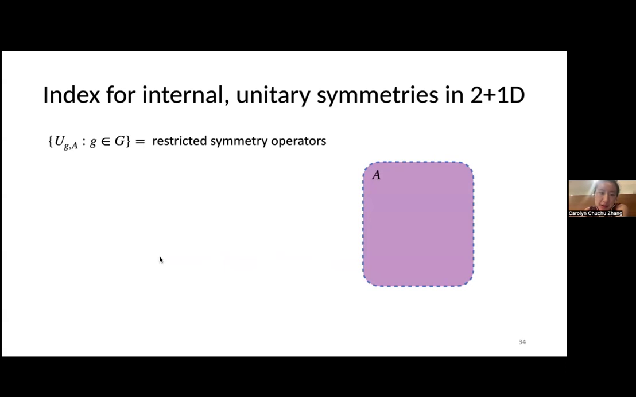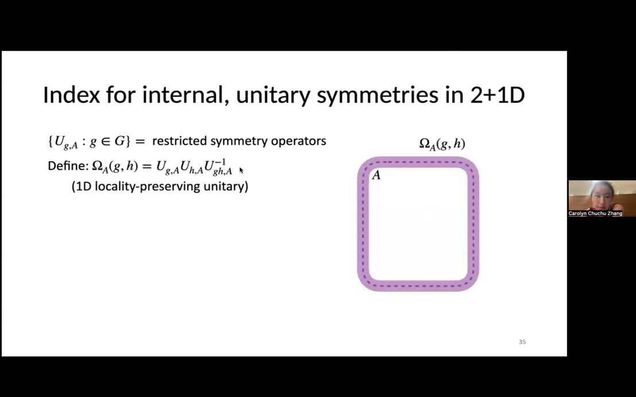Okay, so how do we associate this index with any representation of a symmetry in 2+1D? So the first thing to do is we have a representation of a symmetry. So we have a bunch of unitary operators that act on the Hilbert space. And without loss of generality, if it's a locality-preserving unitary in 2+1D, and it's finite, then we can assume that we can truncate it. So we can restrict it to a region A. And so now what we have are a bunch of restricted symmetry operators that act as the symmetry in the bulk of A and act as identity elsewhere.